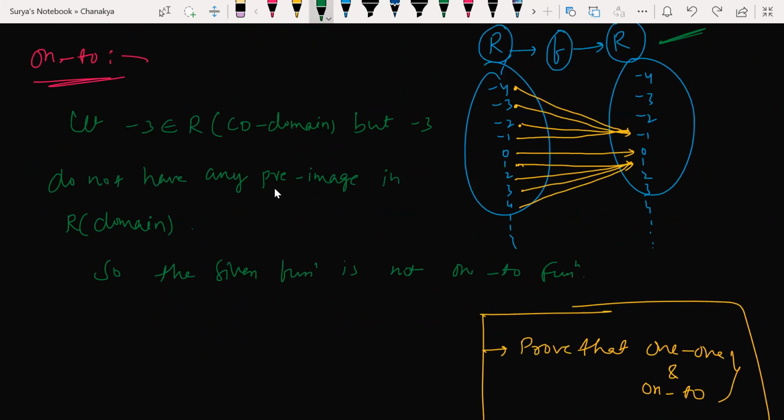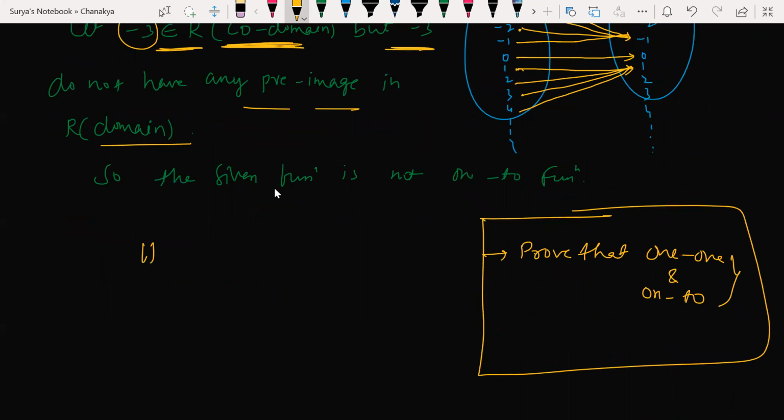For showing the given function is not onto, I took a random element from the set R. I took -3 and showed that it is in the codomain, but -3 does not have any preimage in the domain. So how is it possible to say it is onto? Not possible, because every element of the codomain must have some preimage. Only then is it called an onto function. Otherwise it is not. Clear? This is the final answer: hence, it is not onto.